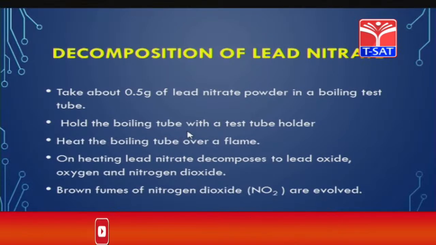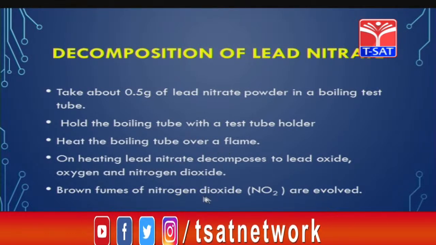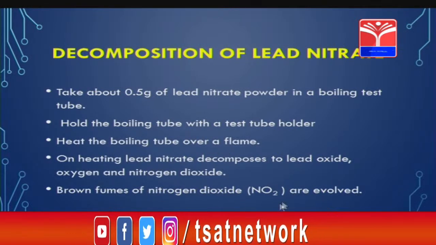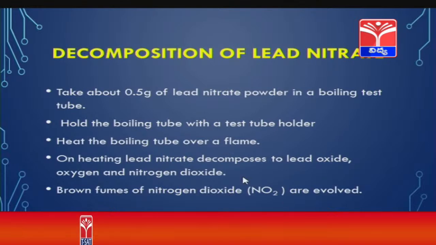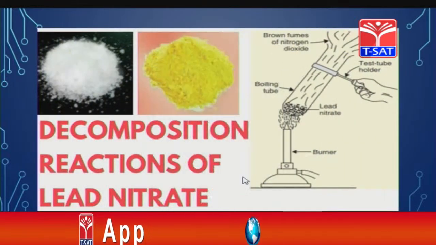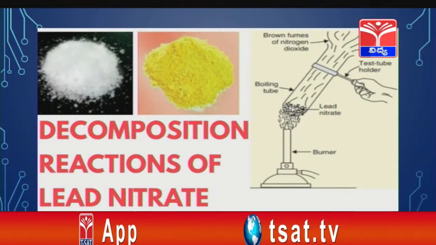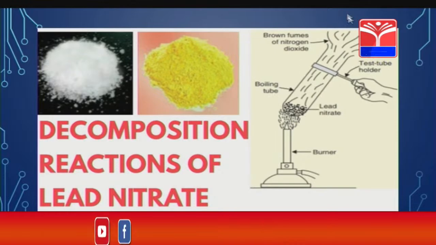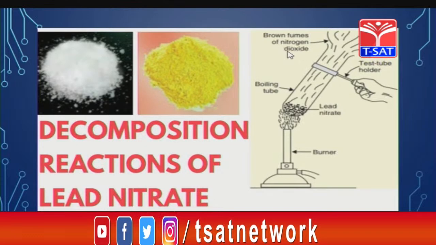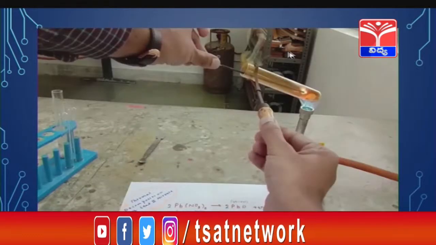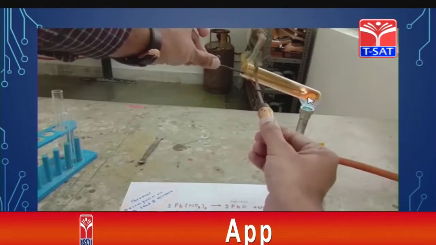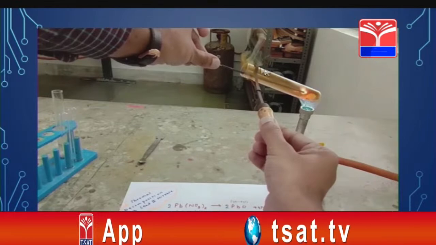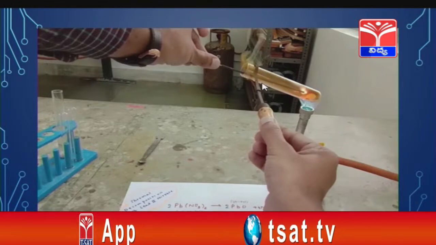Take 0.5 grams of lead nitrate powder in a boiling test tube. Now, if you heat it, you can see a reddish brown gas coming out, and that reddish brown gas is nitrogen dioxide. So, when you take lead nitrate and heat it over a Bunsen burner, you can see reddish brown gas fumes coming out, which is nitrogen dioxide. So, what did you understand, children?